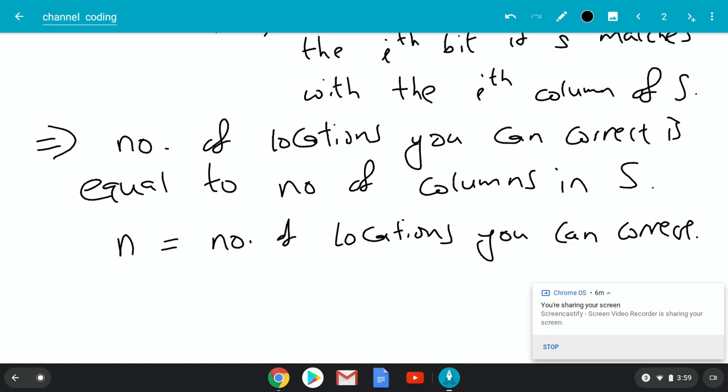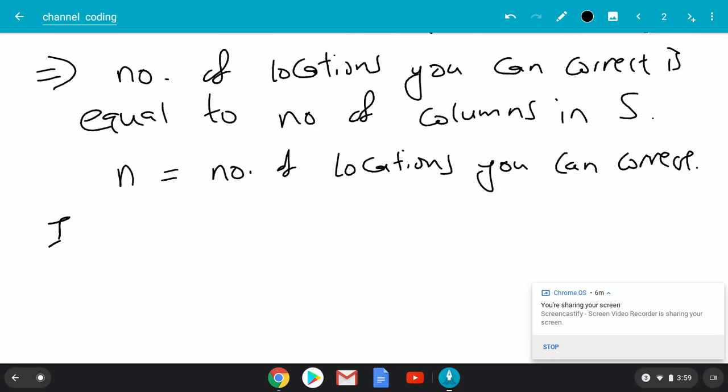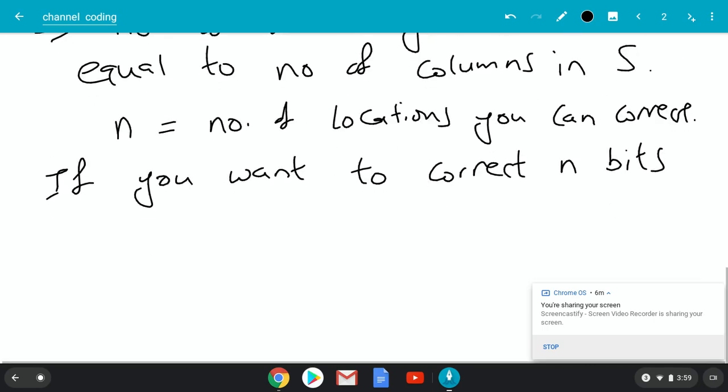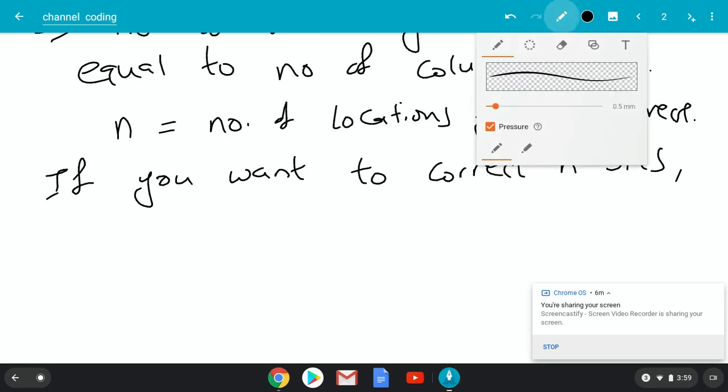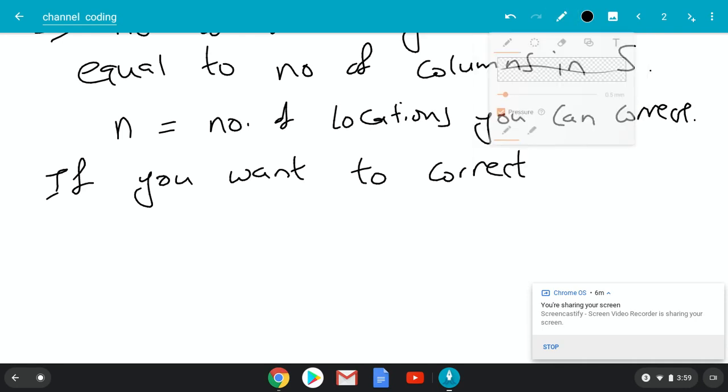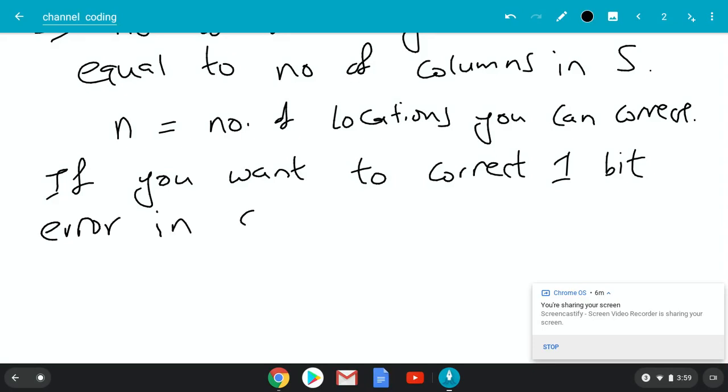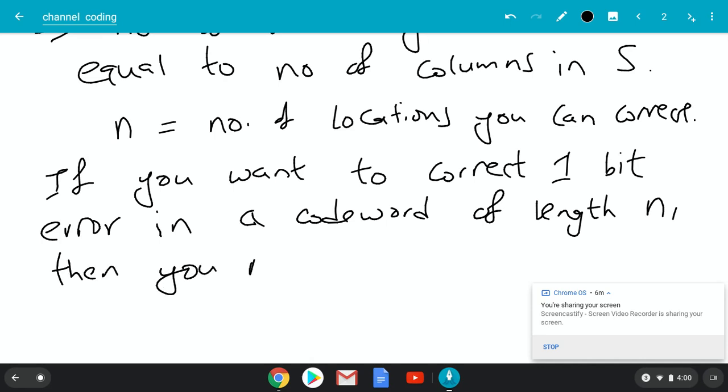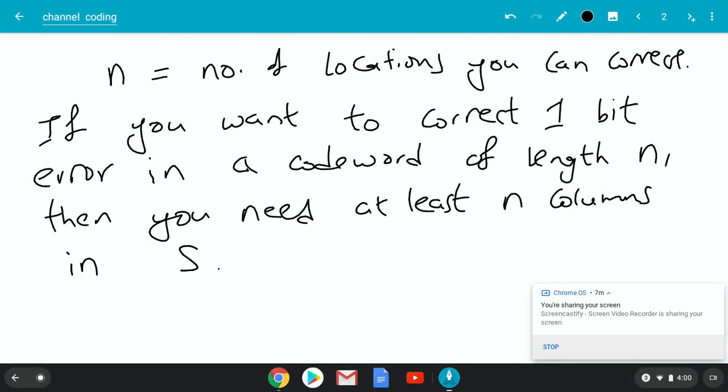Okay, now that means if you want to correct 1 bit error in a code word of length n, then you need at least n columns in capital S, right? So this is a very important point here.